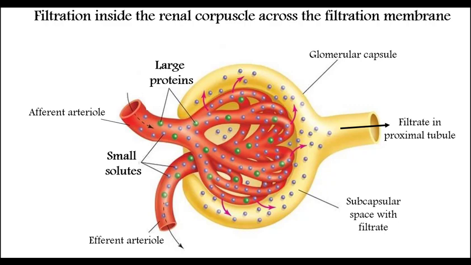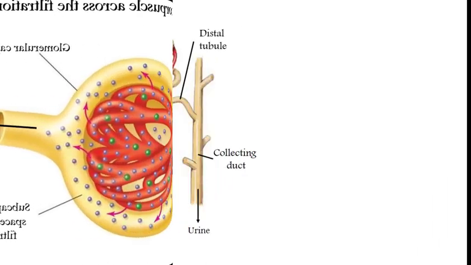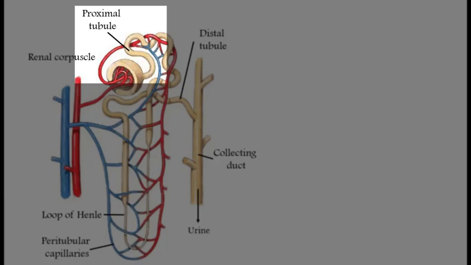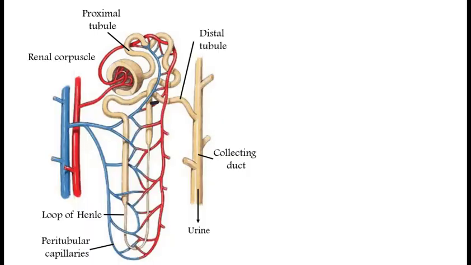The filtrate is now in a tubule called the proximal tubule, and in the process of becoming urine, it will pass through the loop of Henle, the distal tubules, and the collecting tubules.